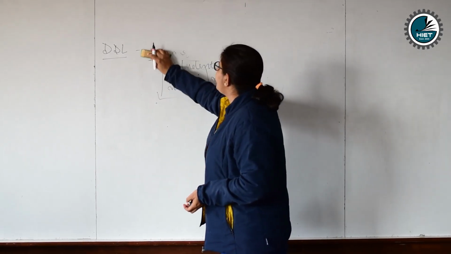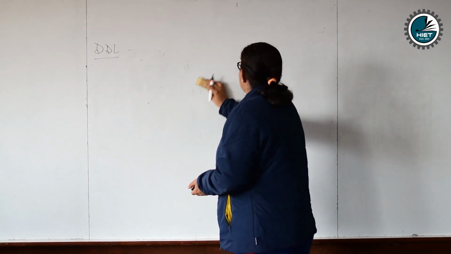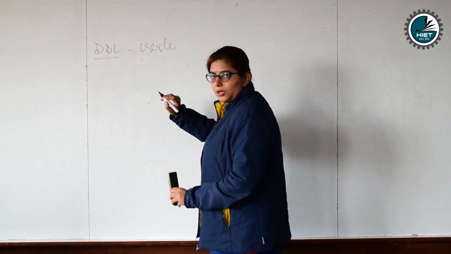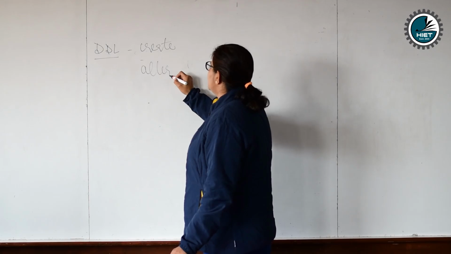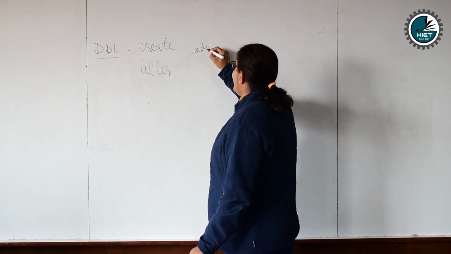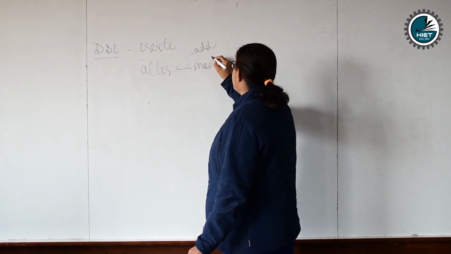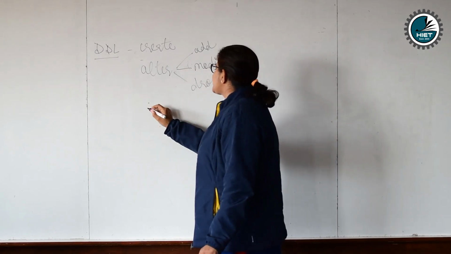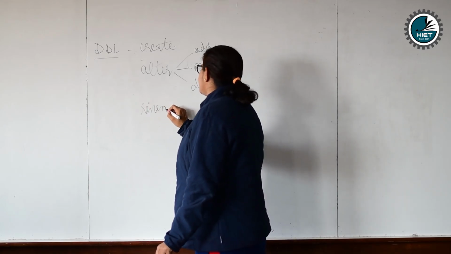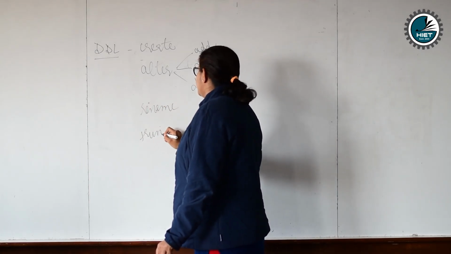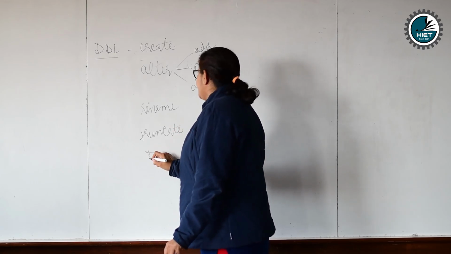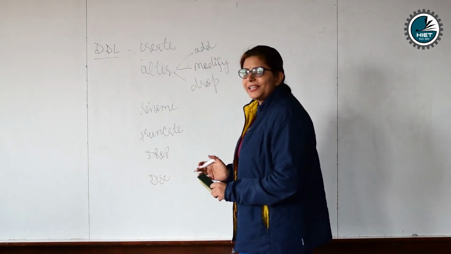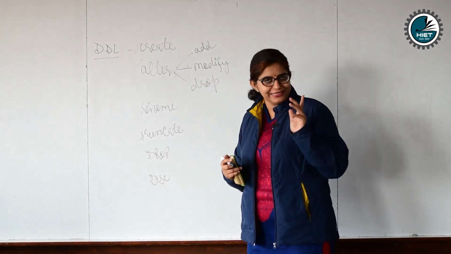In DDL, we have various commands such as create, alter. With alter, we can use add, modify and drop. Next command is rename, truncate, drop and describe. All these are the DDL commands with the help of which we define the schema, right?